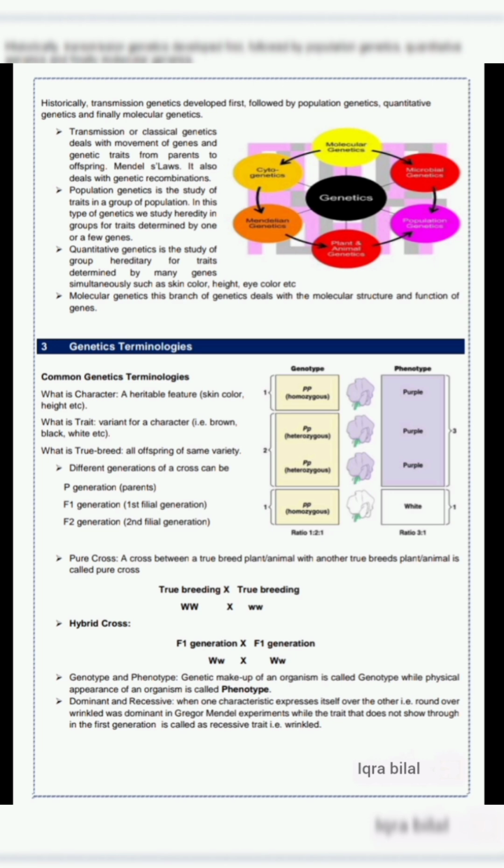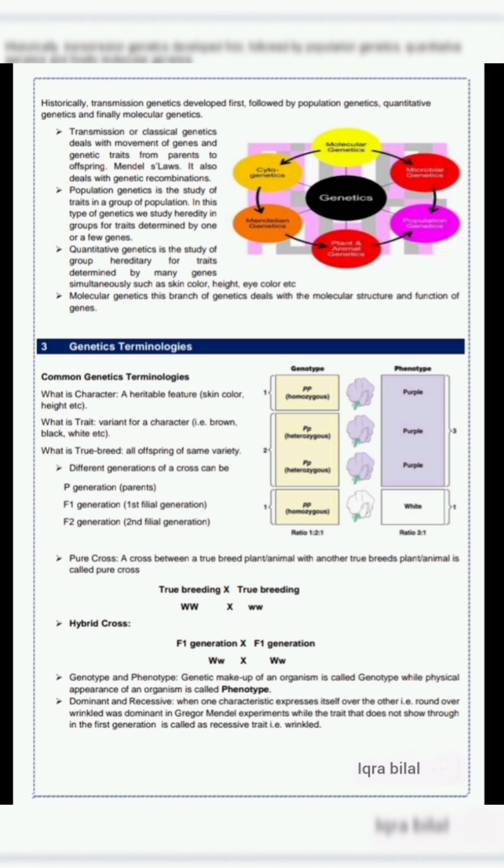The diagram shows genotype and phenotype of a flower plant. The genotype ratio is 1:2:1, which represents homozygous, heterozygous, and homozygous flowers. The phenotype ratio is 3:1. 3 flowers are purple and 1 is white.